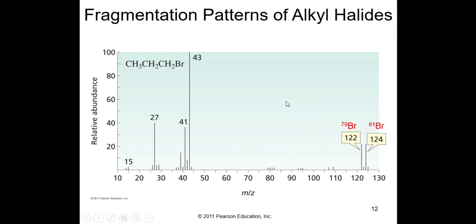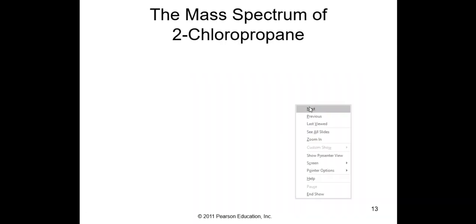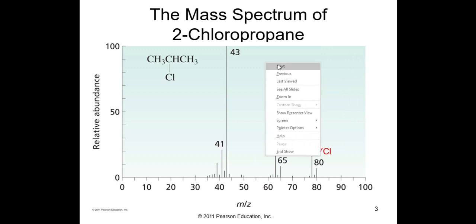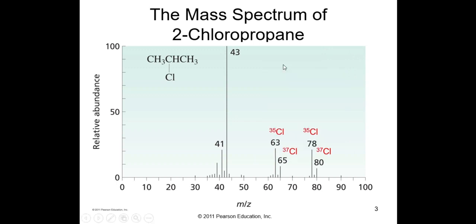79 and 81. Here's 2-chloropropane. You see the ratio? It's about 2.5, 3 to 1. 78 to 80. That's your 35 and 37 for chlorine. You can get combinations of bromine and chlorine. There are charts that help you with that. It's like a fingerprint then. Then there's the decomposition, 63 and 65. What's good for the goose is good for the gander. So all the way through, you're going to see that.